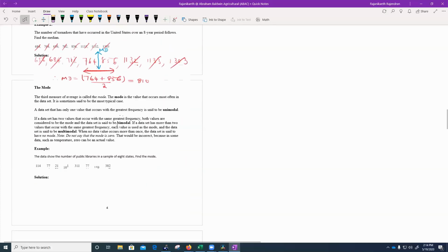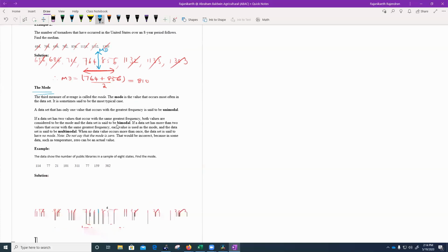Okay. The next one, the last one, is going to be the mode. This is the easiest one. The mode is my third measure of average, which is called the mode. Mode is the value that occurs most often in the data set. The number occurring more times is going to be the mode. Which number occurs more? Ask yourself. That number is going to be the mode. You may have one answer, you may have more than one, or you may have nothing. There are several scenarios, right?